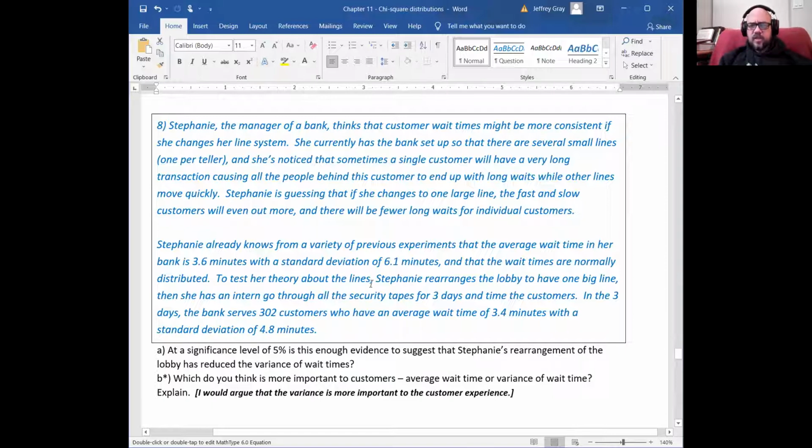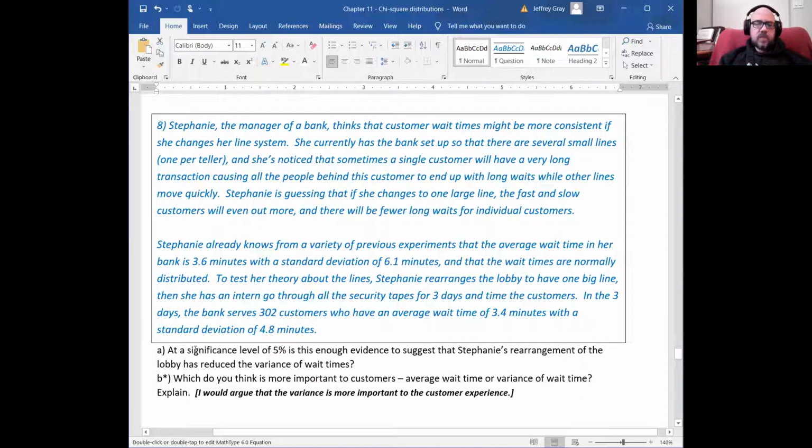Test her theory about the lines. Stephanie rearranges the lobby to have one big line. She has an intern go through all the security tapes for 3 days and time the customers, because that's what interns are for. In the 3 days, the bank serves 302 customers who have an average wait time of 3.4 minutes with a standard deviation of 4.8 minutes.